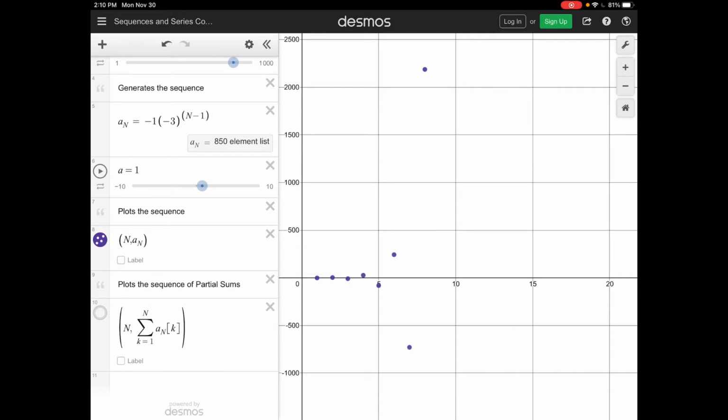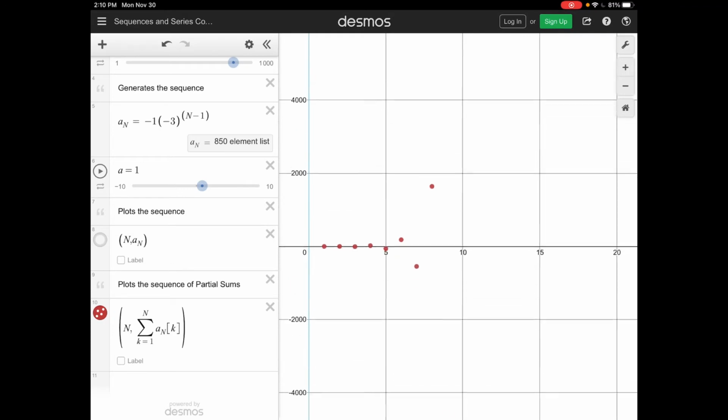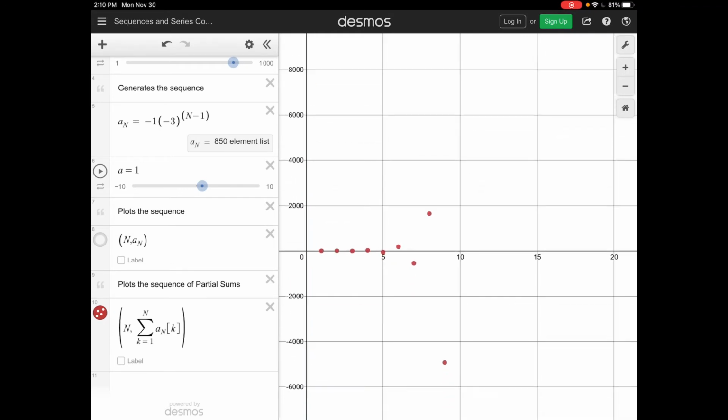Now, looking at the graph of partial sums, that'll be here in red. The graph of partial sums doesn't converge either. The farther I move to the right, the more these values are becoming separated, and they're not narrowing in on a certain value, which means that it diverges. Now, we saw that with the geometric series test.